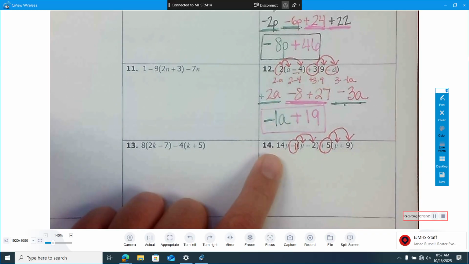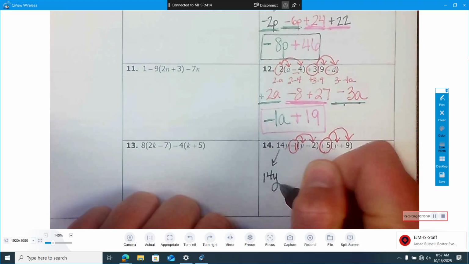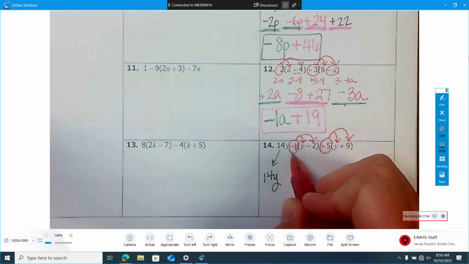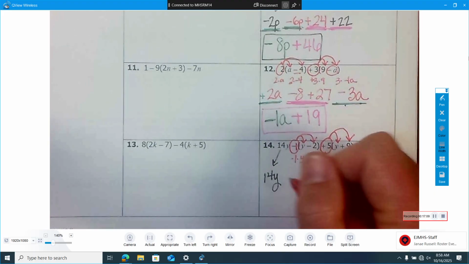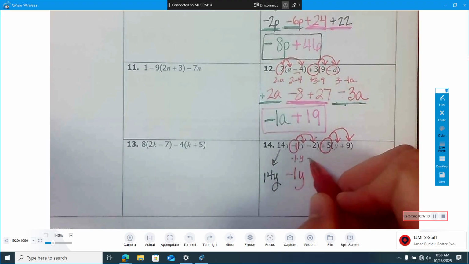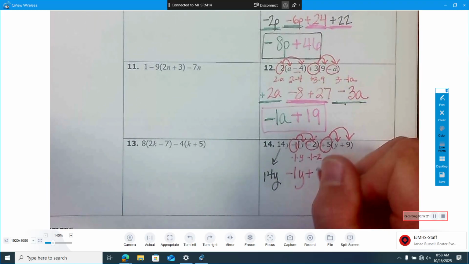And what's this 14y? Bring it down. All right, got to bring it along. We don't want to forget it. Okay, let's distribute that negative 1. Negative 1 times y is negative 1y. Good. And then we have negative 1 times what? Negative 2. Thank you. Bring that sign along. Negative 1 times negative 2 is positive 2.